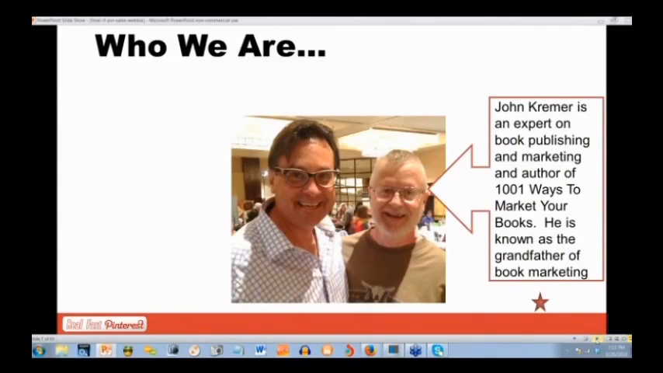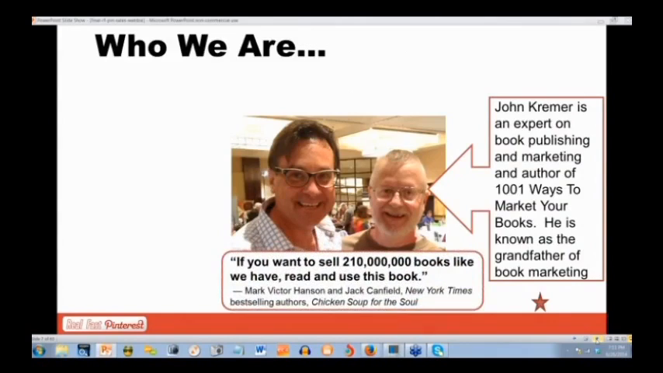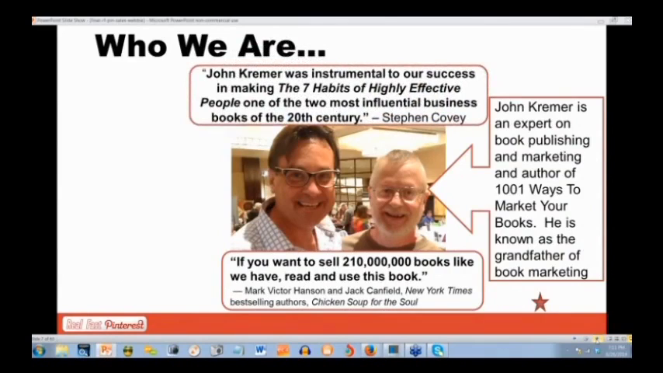And by the way, lots of other folks have recognized John and his marketing prowess, including folks like Mark Victor Hansen and Jack Canfield from Chicken Soup for the Soul, who wrote, if you want to sell 210 million books like we have, read and use John's book. And Stephen Covey actually wrote this as well. He says, John Kramer was instrumental to our success in making The 7 Habits of Highly Effective People one of the 2 most influential business books of the 20th century.